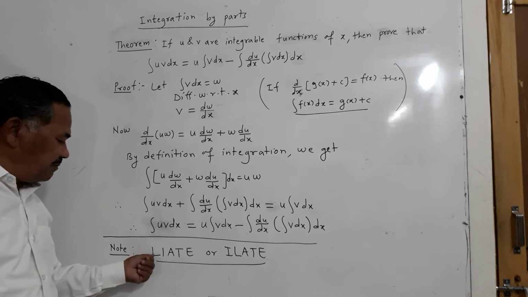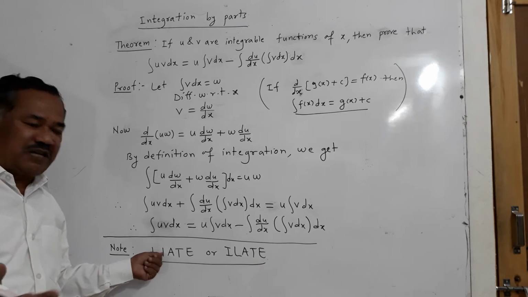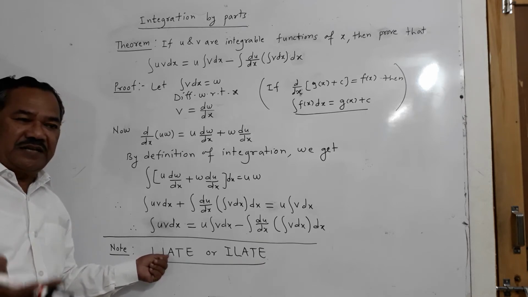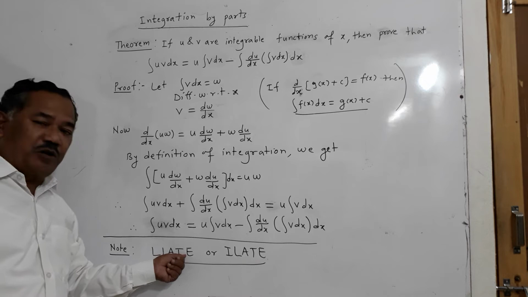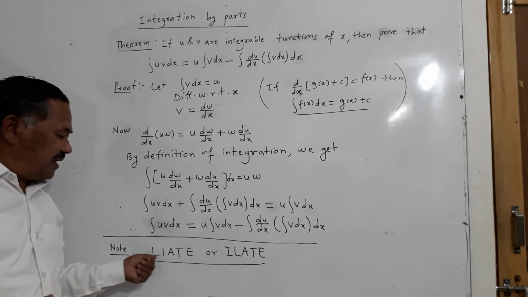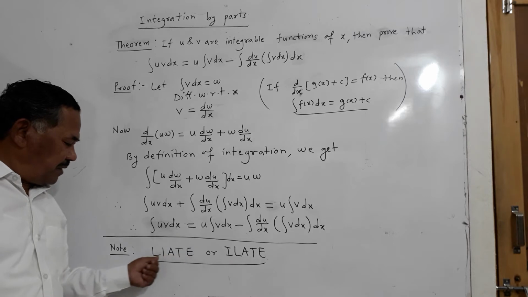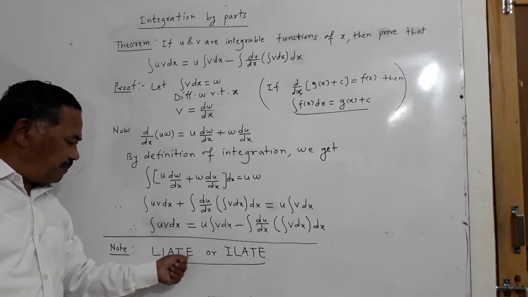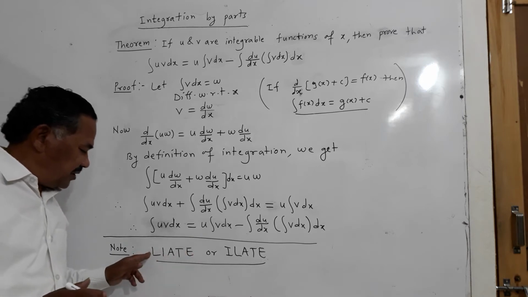L means logarithm, logarithmic function. I means inverse, sin inverse x, tan inverse x, cot inverse x, like that manner. Algebraic, that is x square, 1 upon x, x plus 2. Trigonometric, sin x, cos x. Exponential, 2 raised to x, 7 raised to x, 5 raised to x, e raised to x. These are the exponential functions we discuss here. Remember, therefore, here 5 types of functions are present, and they are in this order.